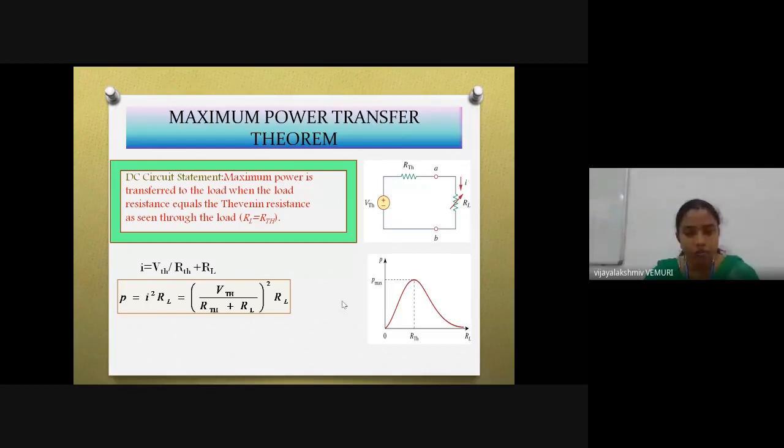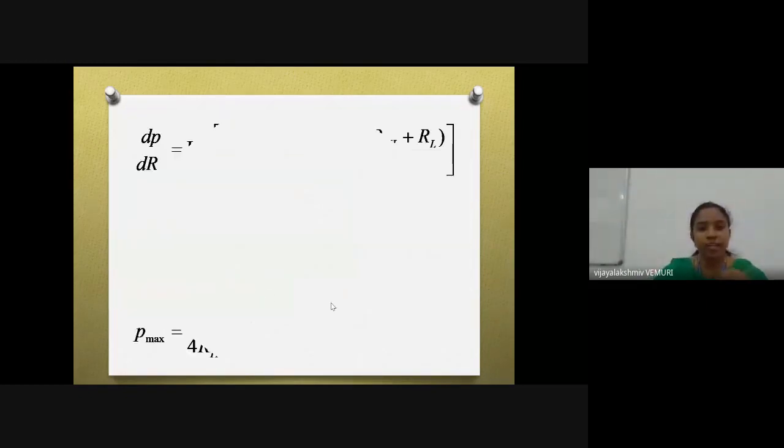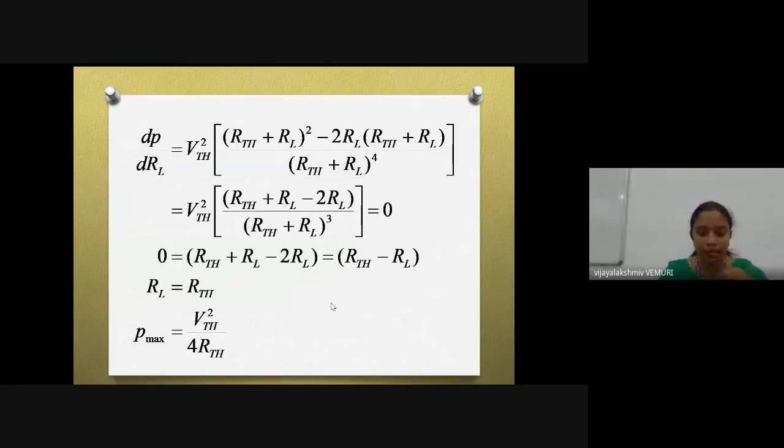Understood? So this is what we prove now. What is the condition when the maximum power is transferred to the load? For any variable, to get its maximum value, we differentiate that variable with respect to another variable and equate it to 0. That is what we are doing here. We are differentiating the power, which is I square into RL, that is, VTH by RTH plus RL, whole square, into RL, with respect to RL and equating it to 0.